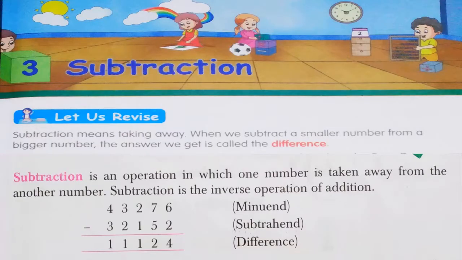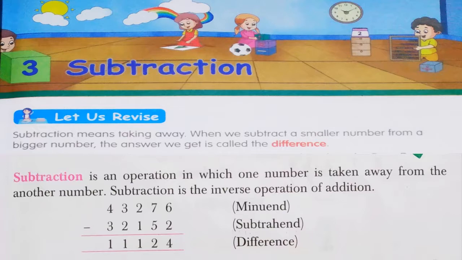Subtraction. Let's revise. Subtraction means taking away. Subtraction का मतलब है कुछ लेना. When we subtract a smaller number from a bigger number, the answer we get is called the difference. जब हम किसी बड़े नंबर में से छोटे नंबर को सब्ट्रैक्ट करते हैं तो जो आंसर होता है उसे डिफरेंस कहा जाता है. Subtraction is an operation in which one number is taken away from another number. Subtraction is the inverse operation of addition.